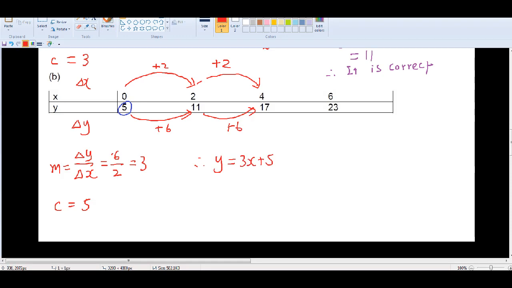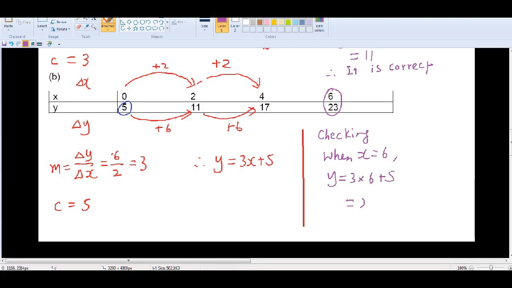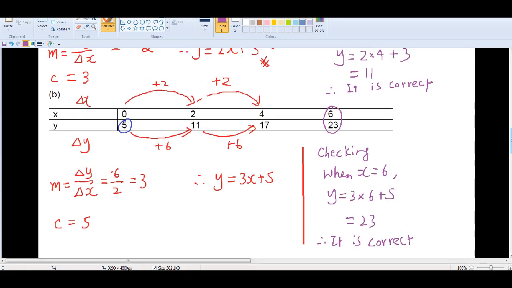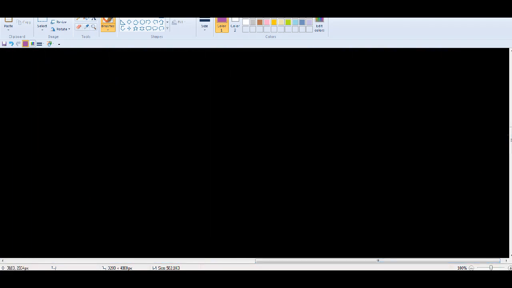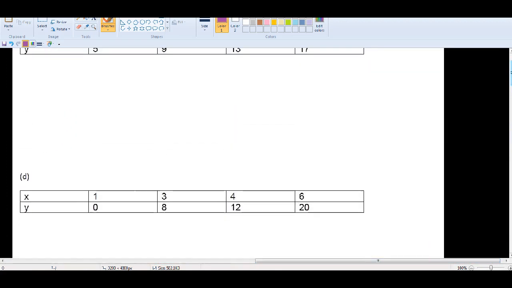And of course, we would like to do a check to see if we really got the answer. Let's use the last pair of data to do the checking. So for the checking, we know x equals 6, y equals 3 times 6 plus 5. What number do we have? 23. So it actually agrees with the given data. So we know it is correct for our checking. Okay, good. Let's do another one.